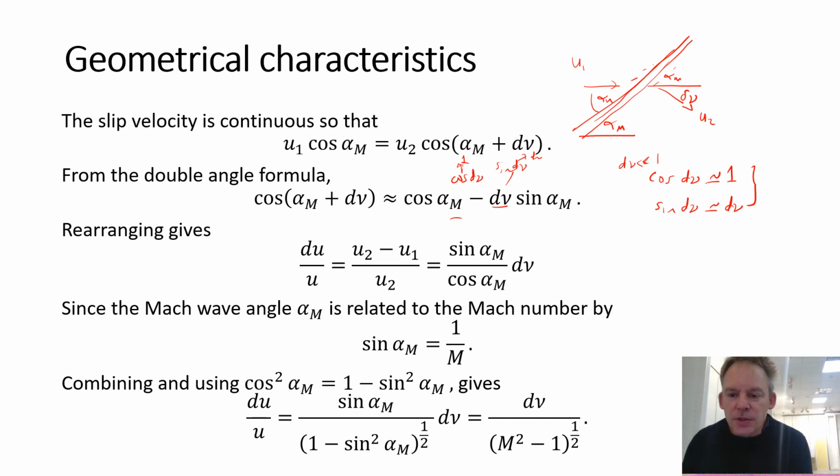And so what this allows us to do is estimate what the fractional change in velocity is between the left-hand side and right-hand side. And since we know the relationship between sine of the shock angle, Mach wave angle, and Mach number, then we can rearrange this fractional change in velocity in terms of Mach number squared. So here we're using the conservation of momentum parallel to the shock wave.